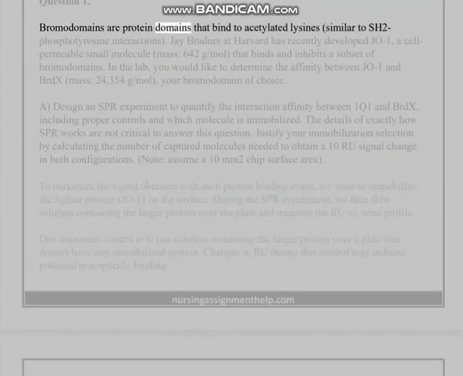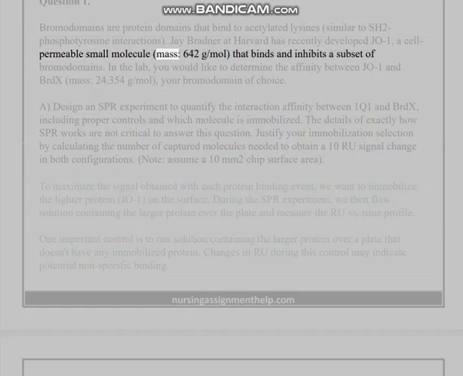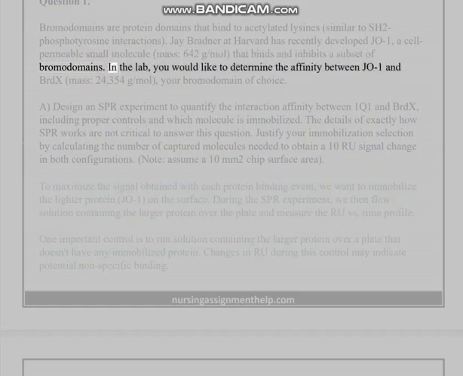Question 1. Bromodomains are protein domains that bind to acetylated lysines, similar to SH2-phosphotyrosine interactions. J. Bradner at Harvard has recently developed JQ1, a cell-permeable small molecule, mass 642 grams per mole, that binds and inhibits a subset of bromodomains. In the lab, you would like to determine the affinity between JQ1 and BRDX, a mass 24,354 grams per mole, your bromodomain of choice.